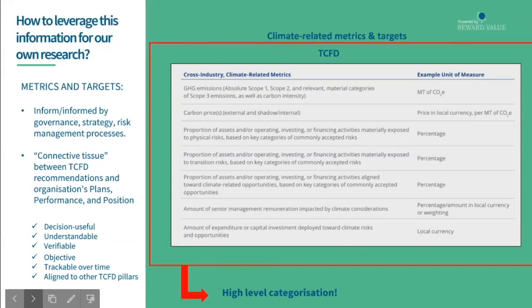Metrics and targets have 6 fundamental principles that are particularly important for climate-related metrics, in that they are decision useful, understandable, verifiable, objective, importantly trackable over time, and also aligned to the other 3 TCFD pillars. And this table provides a summary of the proposed types of information organizations should disclose and has noted the most common units of measure.